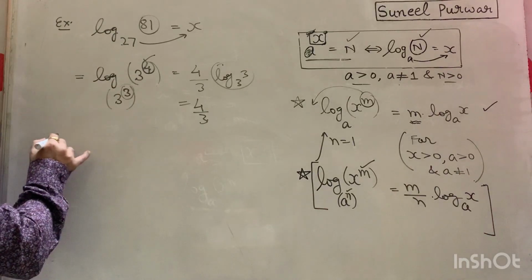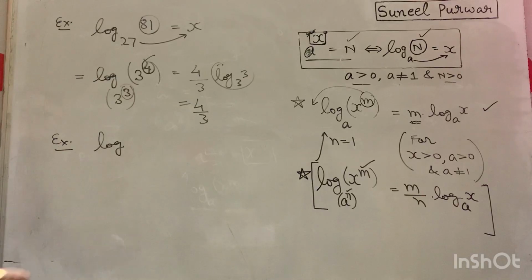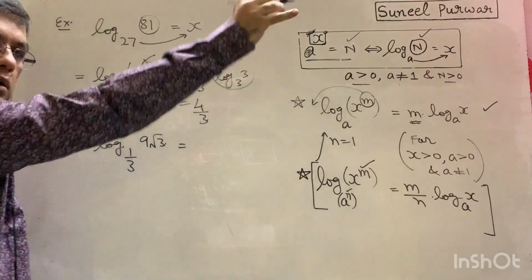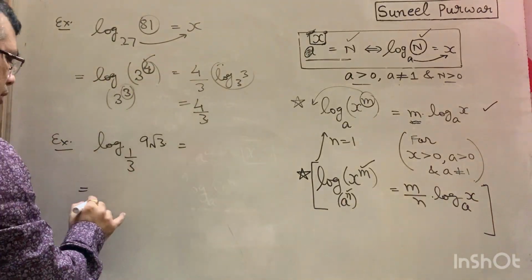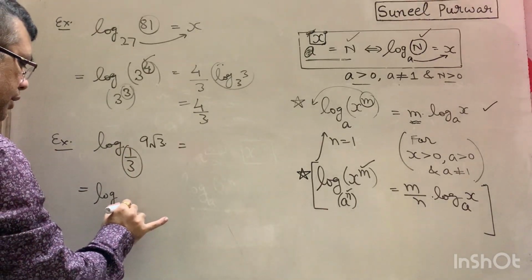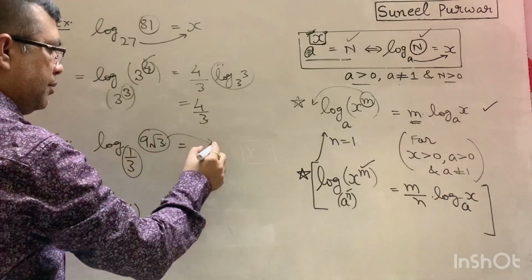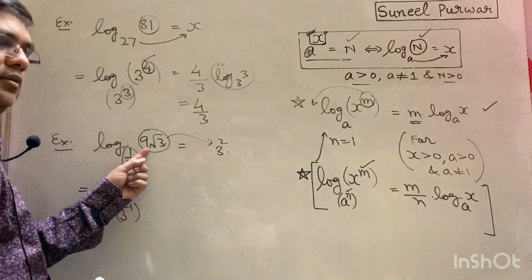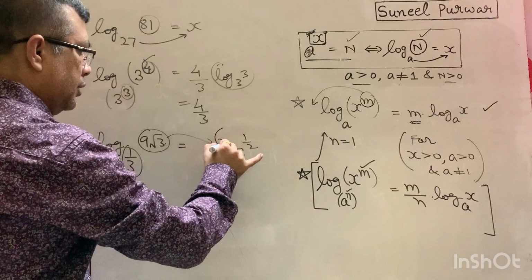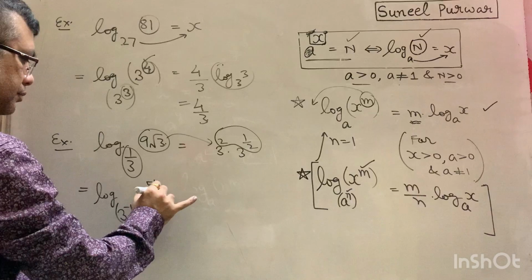this question, log of 9 root 3 at the base 1 by 3, can be done in this way as well. Log base 1 by 3 can be written as 3 to the power minus 1. 9 root 3 you had seen can be written as what? 3 square. 9 is 3 square and root 3 means 3 to the power 1 by 2. So I hope you can recall that became 3 to the power 5 by 2.